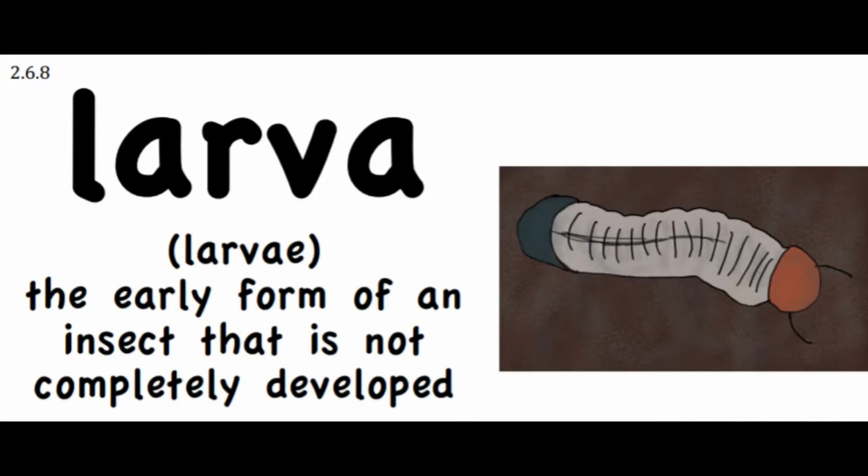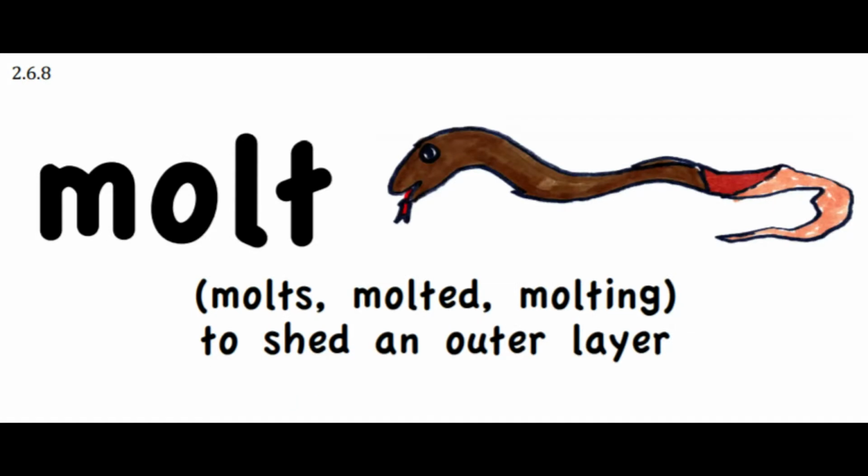Larva. Larva is the early form of an insect that is not completely developed. A larva must go through many stages of growth before becoming an adult insect. Molt. Molt means to shed an outer layer. When it comes time for my pet snake to molt, he sheds all of his scales at once.